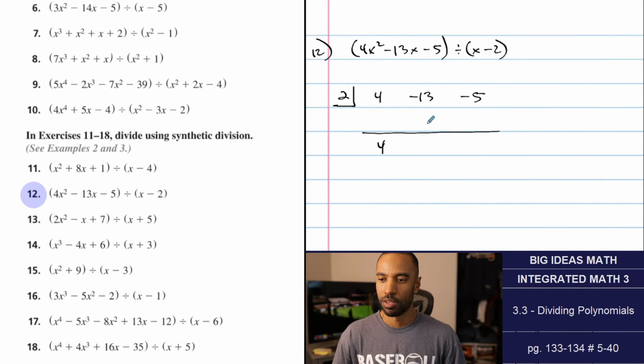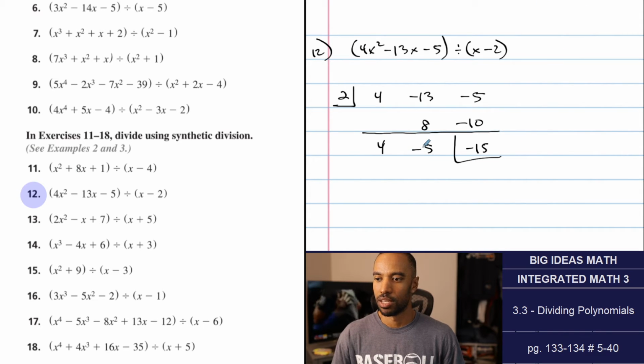Bring down the 4. 4 times 2 is 8. Negative 13 plus 8 is negative 5. Multiply those, you get negative 10. Add those, you get negative 15. And we get quotient and remainder. So the quotient is 4x minus 5. The remainder is negative 15 over x minus 2. Like that.